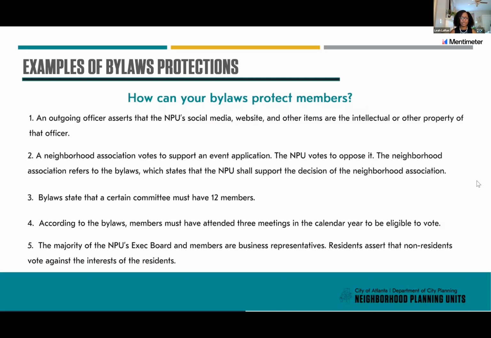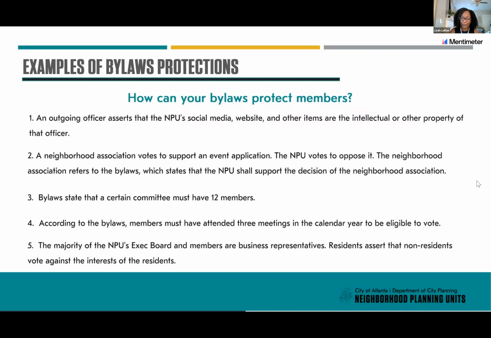Number 4, according to the bylaws, members must have attended 3 meetings in the calendar year to be eligible to vote. That's a trick question and a tricky subject. If I were to ask you what could go wrong, and we've asked that in years prior with this class, what could go wrong if the bylaws say that members must have attended 3 meetings in the calendar year to be eligible to vote? What could go wrong? Most people don't get that right.